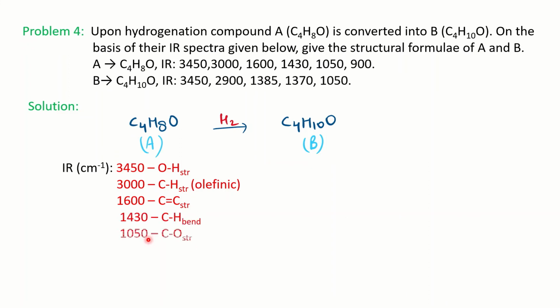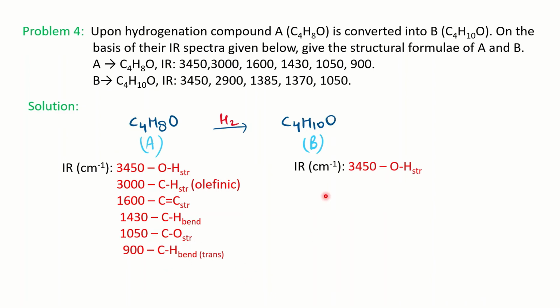1430 is for CH bending. 1050 is for CO stretching, C single bond O, and 900 is for the CH bending, and it suggests what type of olefin you have. It is the trans one. So if you have any peak around 900, then the molecule could be trans. So the possible structure we'll see.